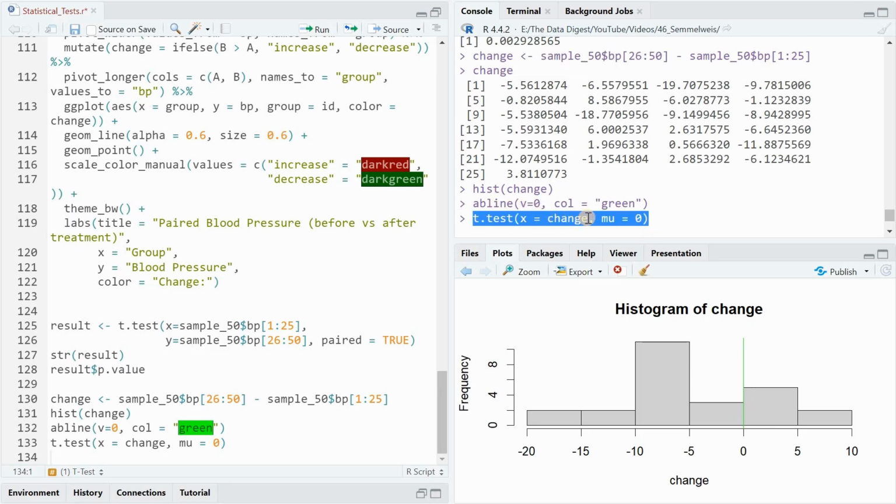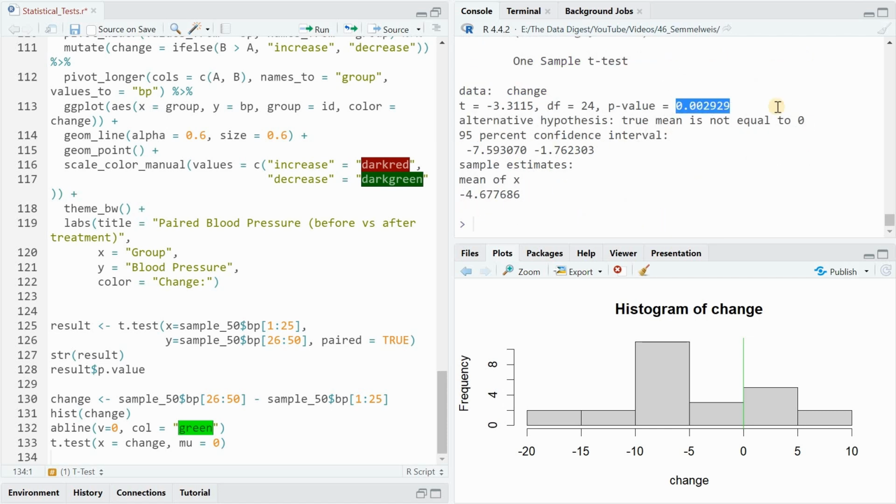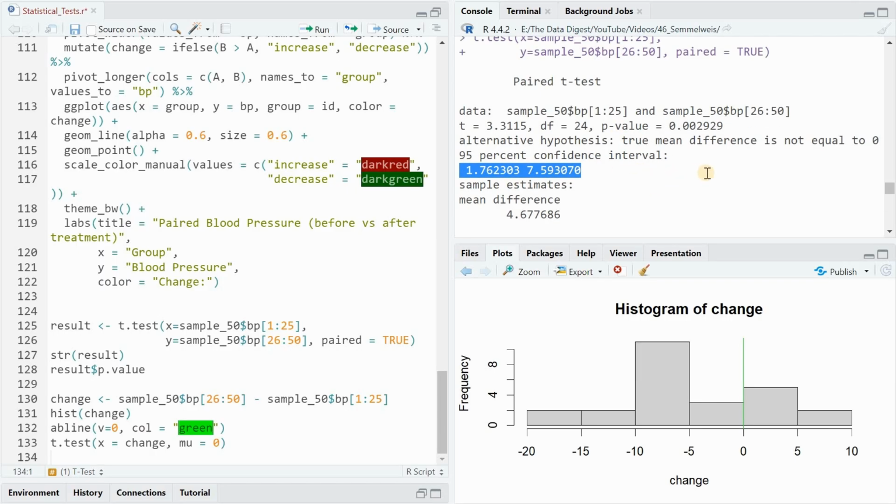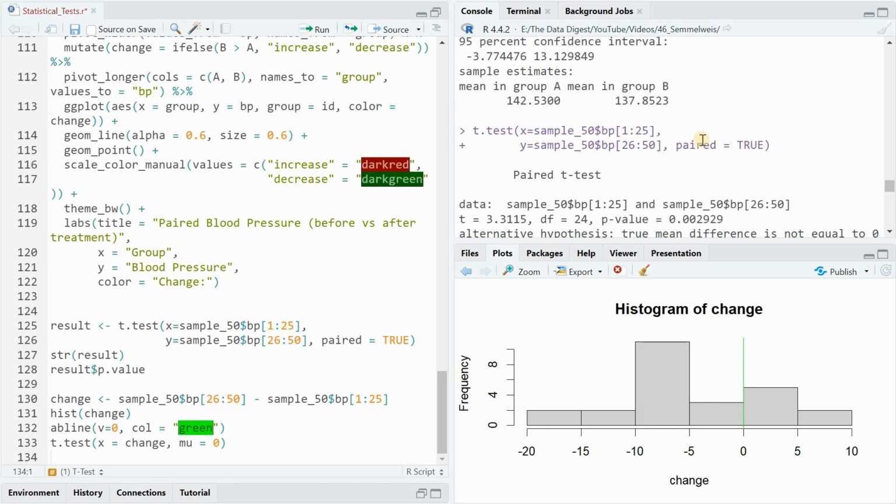So this would now be a one sample t-test again, with the change values compared to 0, and this gives us the exact same p-value as the paired t-test. It says that the average of -4.6 is unlikely to happen with a true mean of 0, and then it gives us a confidence interval of change, which is the exact same confidence interval that we had from the paired t-test.